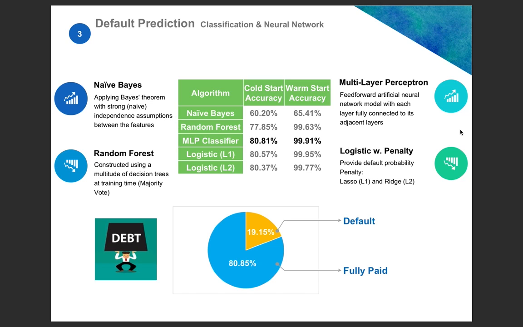In the next part, the default prediction, we use four machine learning models to do the default prediction. We do this prediction both in Python and Spark. They are a naive Bayes model, random forest, neural network model, and logistic regression. We test the four algorithms on the two datasets that we mentioned above, and it has around 80% accuracy.